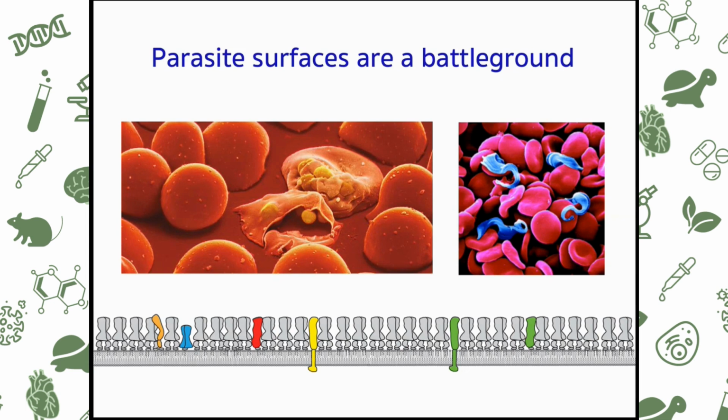And central in this evolutionary battle is the surface of the parasite, because that's the contact area between the parasite and what's going on around it, the host. At the bottom of this slide, you can see a diagram of the trypanosome cell surface. And I'm going to be telling you a bit more about this in more detail as we go on.